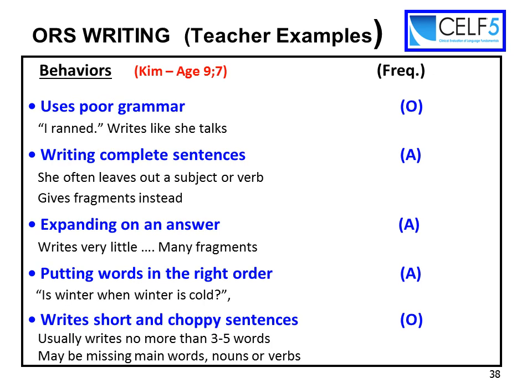Can't remember things. Look at poor grammar. "I ran." Writes like she talks. Writing complete sentences, she often leaves out subjects or verbs. Gives fragments instead, has trouble expanding on an answer, writes very little, many fragments. Putting words in the right order, voice syntactically. "Is winter when winter is cold?" That was one of her phrases. Writes short and choppy sentences. Usually writes no more than 3 to 5 words. Often maybe missing main words like nouns or verbs.